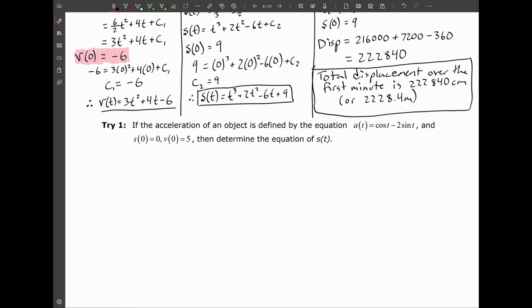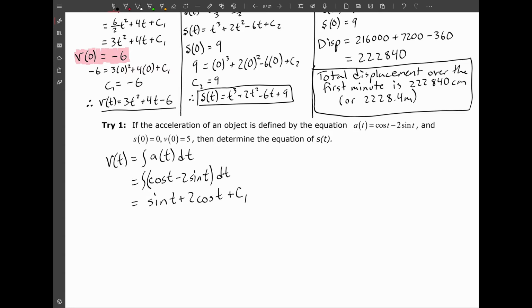So we're given that the acceleration of an object is defined by the equation a of t is equal to cos t minus 2 sine t, with s of 0 being 0 and v of 0 being 5. We're determining the equation of the position. So we start off with our a of t, meaning to solve for v of t, we're going to take the most general antiderivative of a of t dt. So this is going to be equal to the antiderivative of cos t minus 2 sine t dt, don't forget my dt, which is going to be sine t plus 2 cosine t plus some constant c1.